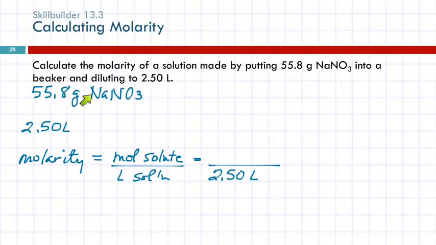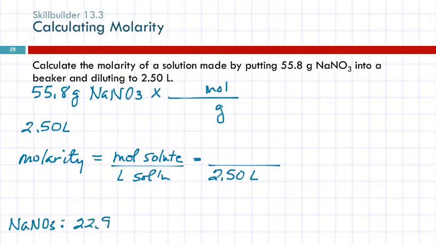We've got a mass of solute, we need moles. So we need to calculate the moles by using the molar mass of sodium nitrate. So for sodium nitrate, we've got the mass of 1 mole of sodium plus the mass of 1 mole of nitrogen plus 3 times the mass of oxygen.